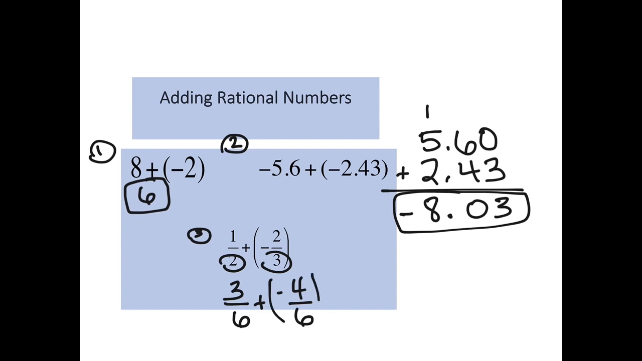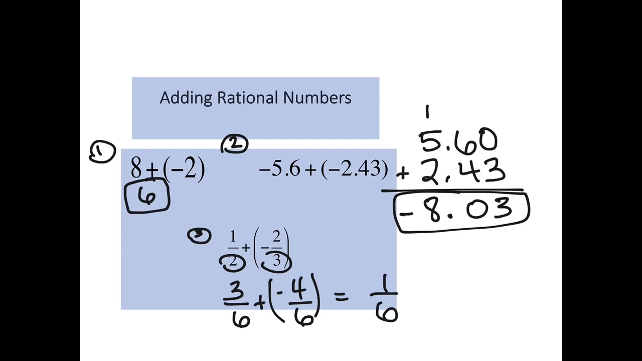Now I have a common denominator. I can go back and think about my rules. Are my signs the same or are they different? I hope you said they are different, so I am going to add or subtract. Which one do you think? I hope you said I'm going to subtract, so I'm going to subtract their absolute values. So 4/6 minus 3/6 is 1/6.